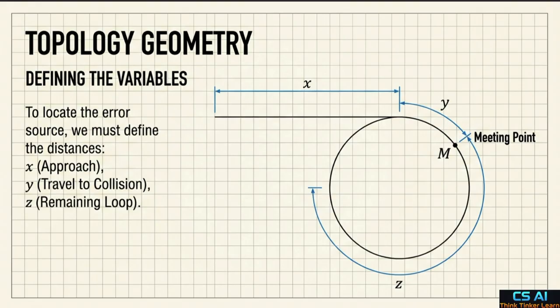X, the approach, is the distance from the head of the list to the start of the cycle. Y, the travel to collision, is the distance from the start of the cycle to the meeting point M. And Z, the remaining loop, is the distance from the meeting point M back to the start of the cycle, completing the entire loop. These variables are crucial for the next step of locating the cycle's beginning.